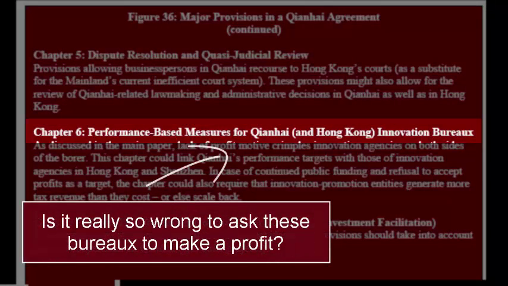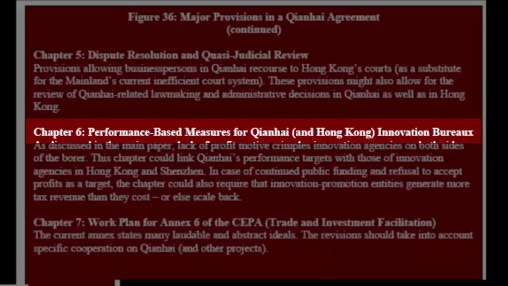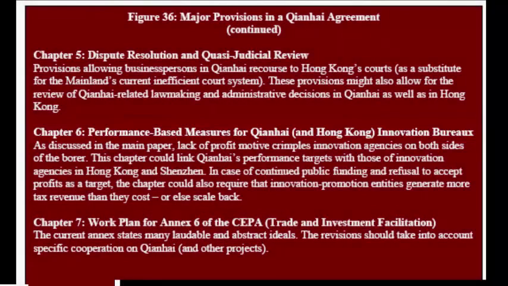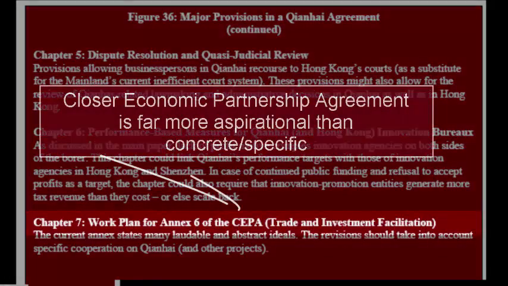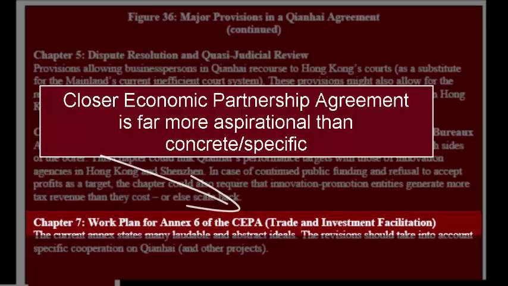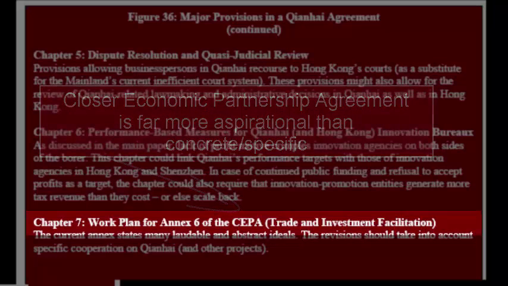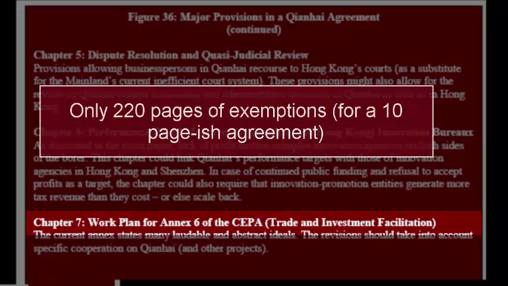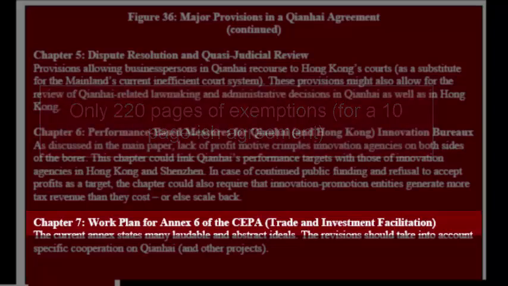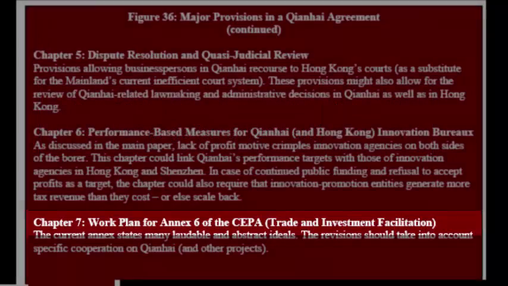Such performance measures would focus again on the actual production of profits and to a lesser extent innovation, rather than focusing on the time needed to get papers out the door. And the agreement would provide a concrete work plan for the closer economic partnership agreement. As we describe in our paper, the agreement carves out numerous exemptions, and much of the language is so abstract as to make the actual agreement relatively untenable.